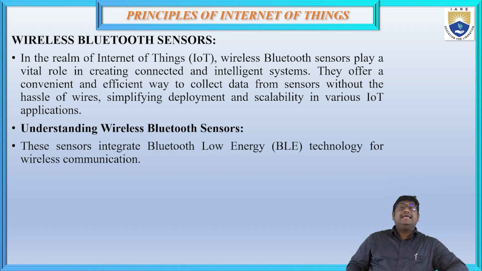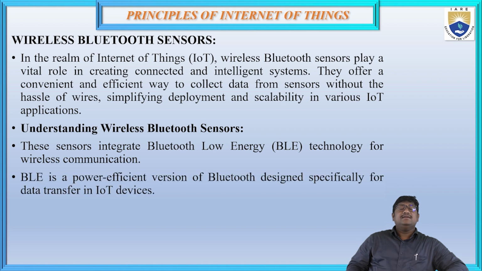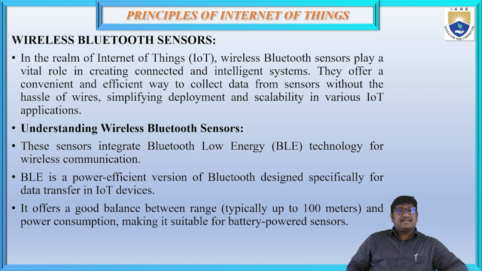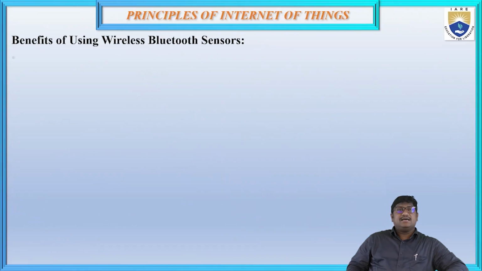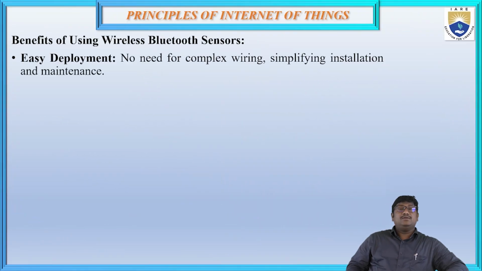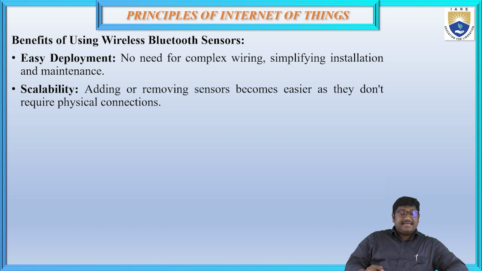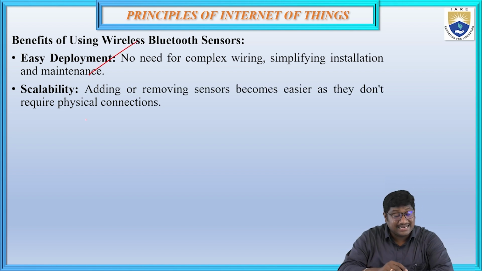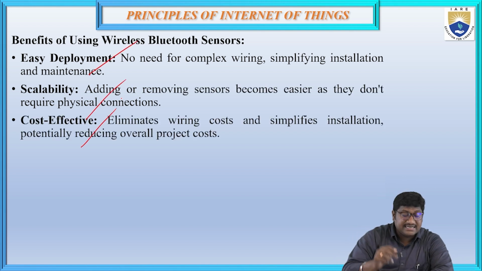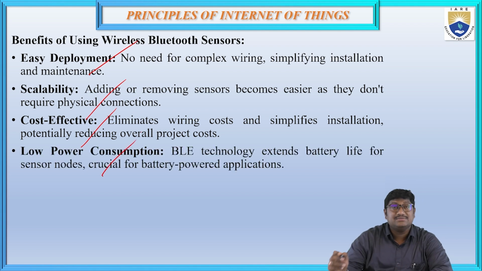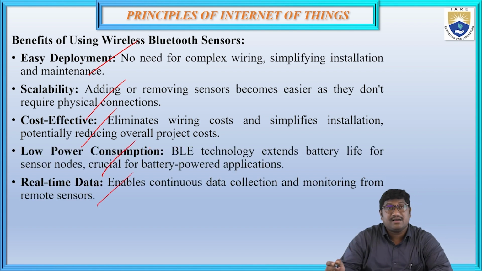Why? Because BLE, Bluetooth Low Energy technology, is a wireless communication. It is a power efficient version of Bluetooth designed specifically for data transfer. It has a good balanced range, typically 1 to 100 meters, with good power consumption, which is suitable for battery powered sensors. Benefits of using these wireless Bluetooth sensors are that it is very easy for developing things, the scalability will be very high, it is very cost effective, low power consumption will be very high, and real time data will also be there.